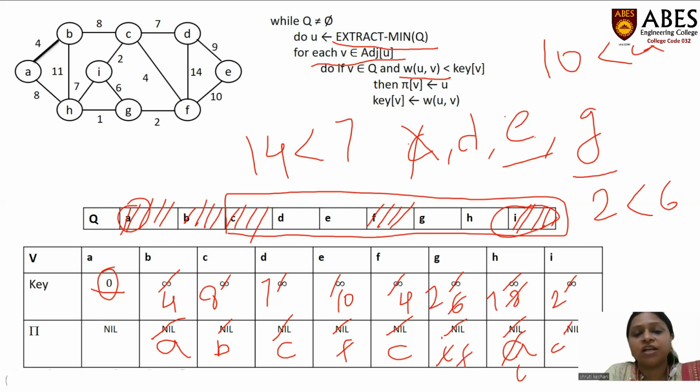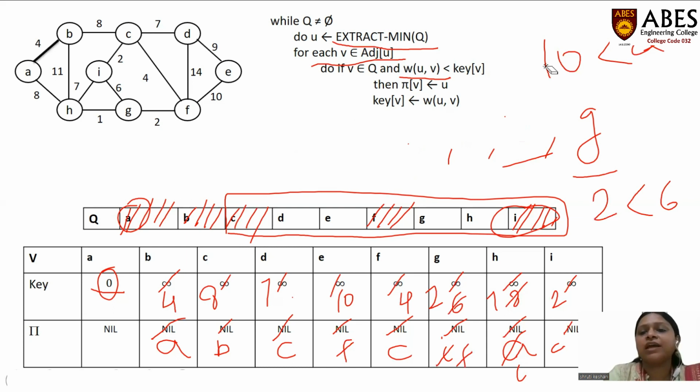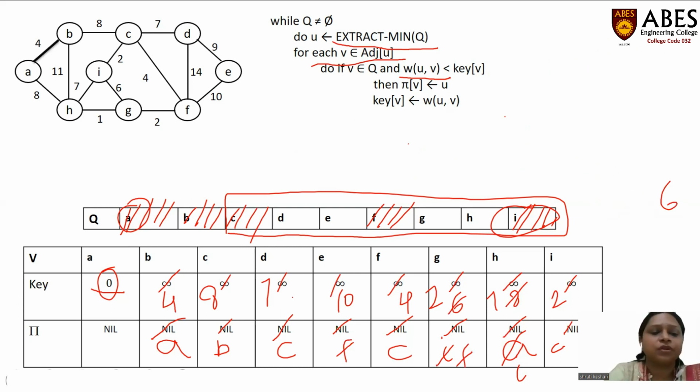Now we will check again. D, E, G, H. G is containing the minimum value. So we will choose this one as the key and check the adjacent of your G. Now remove this one from Q and check the adjacent of G, that is I, H and F.